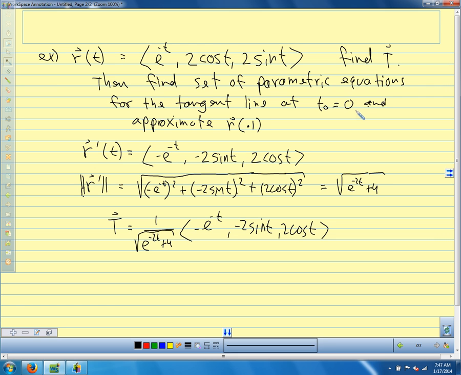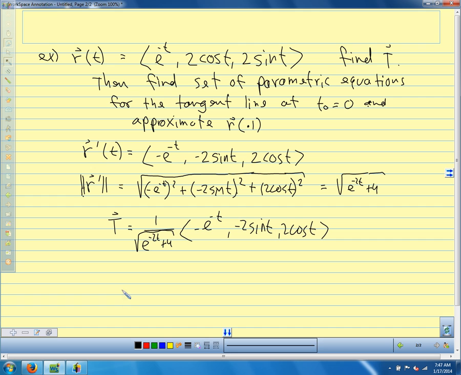So what are we going to do now to get the equation of our tangent line? We need our direction vector, right? So what gives us our direction vector? What's pointing in the direction of the tangent line? R prime, or our unit tangent vector? Isn't that pointing in the direction of the tangent line at any point on the curve? So that's going to give us our direction numbers.